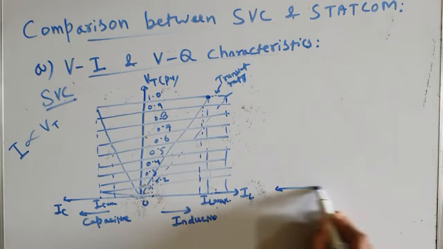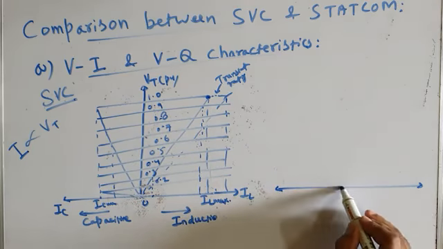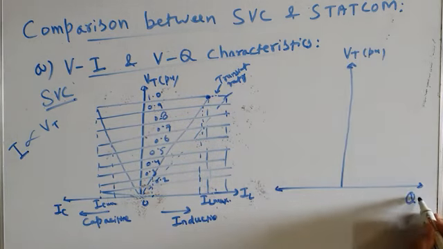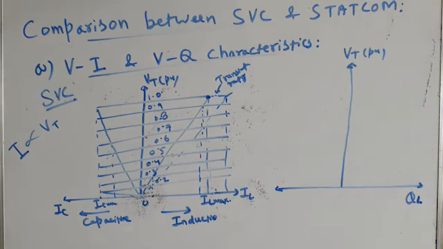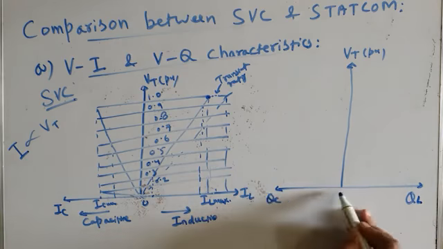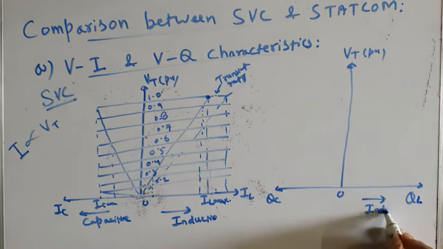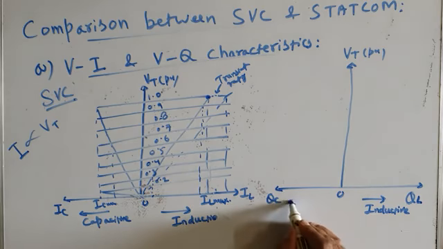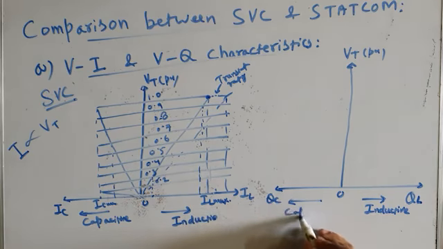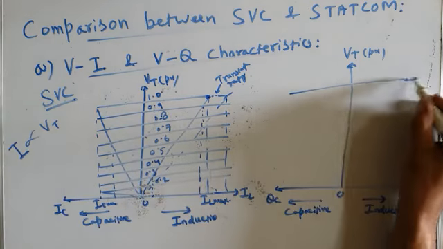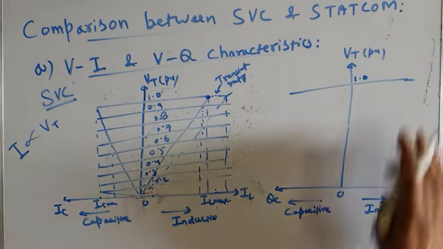Let us draw now the VQ characteristic for an SVC. This is again bus voltage in per unit. This is QL, and this is QC. This is the inductive region of operation. When it is QL, that means SVC is absorbing inductive power, it is operating in the inductive region. And if it is QC, that means it is generating reactive power, injecting it into the bus, it is operating in the capacitive region. And this is the terminal voltage or bus voltage at 1 per unit, for example.